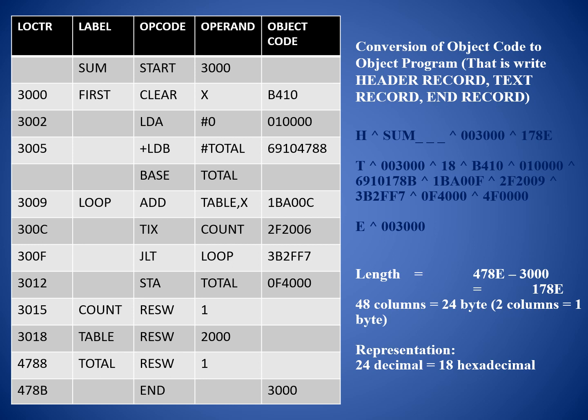The last is the end record. End record consists of the first executable address with 6 bytes. To find out the length, we can find out how many columns the text record has. So in this text record, we have 48 columns. 2 columns is equal to 1 byte. So 48 columns is equal to 24 bytes, which is in decimal. By converting 24 bytes to hexadecimal, we have 18. So the length is 18 for the given object code.